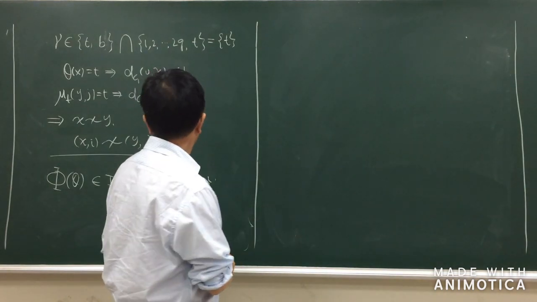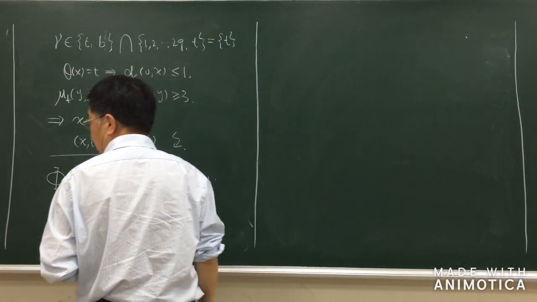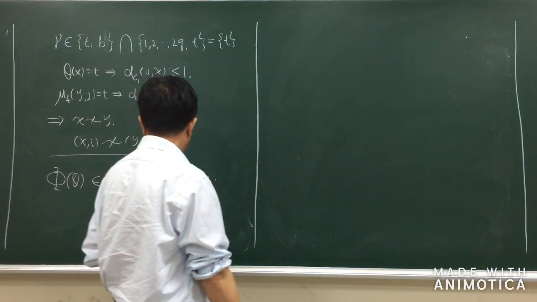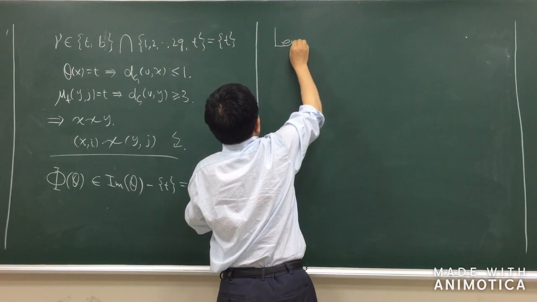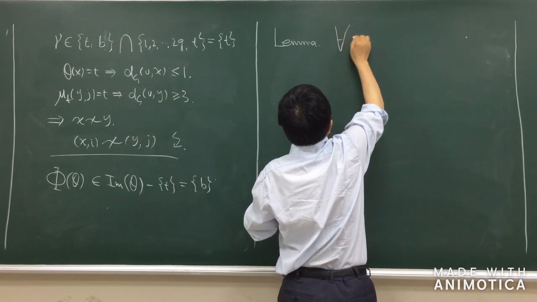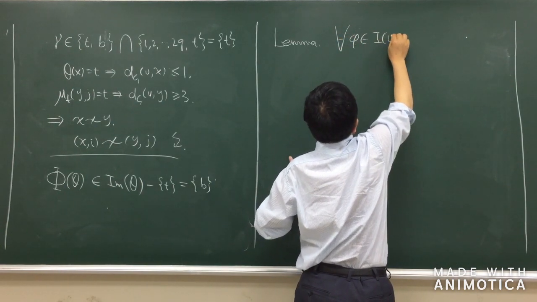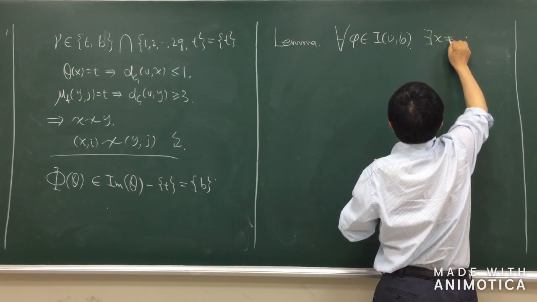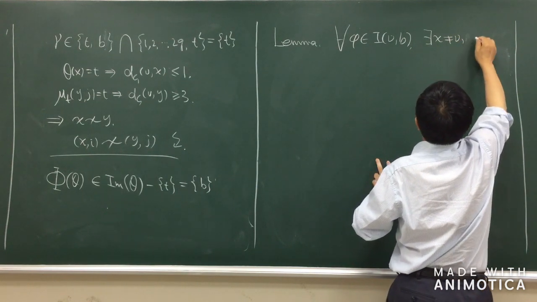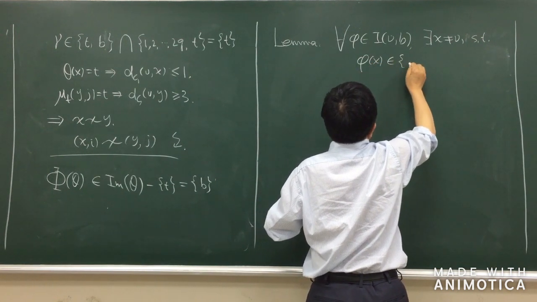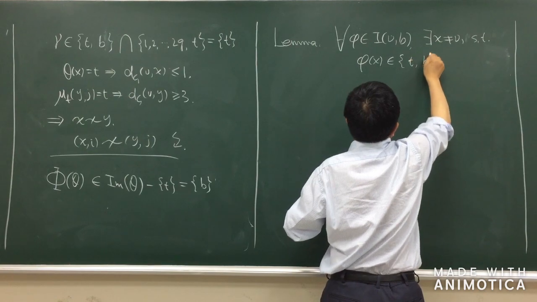So phi theta equals b. Then let's prove another lemma. We prove that for every phi which is in this set VP, there exists x which is not equal to v, such that phi x belongs to t or b. And we prove this one.